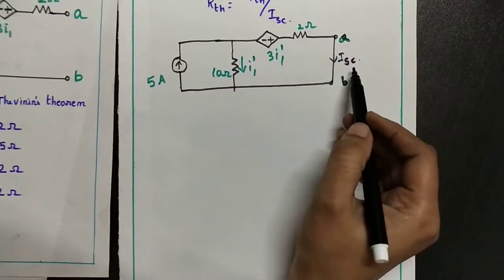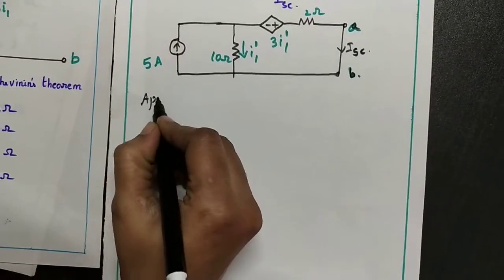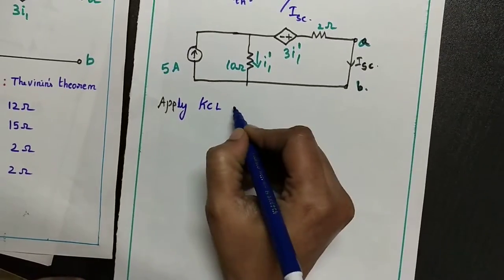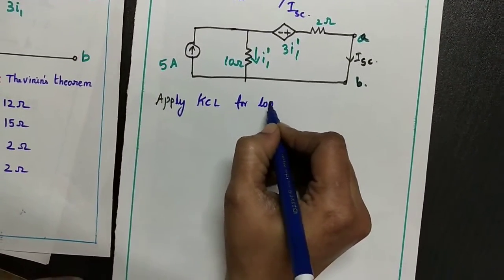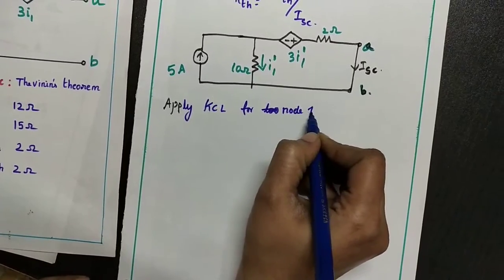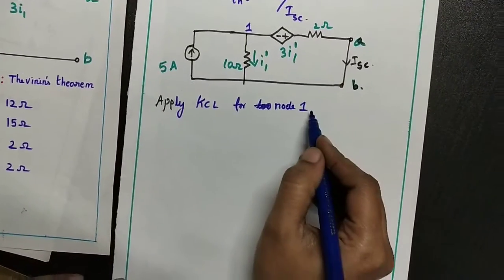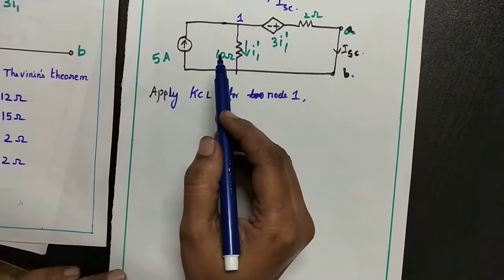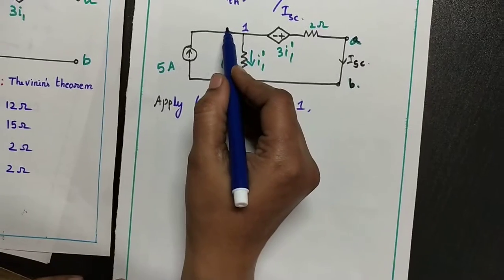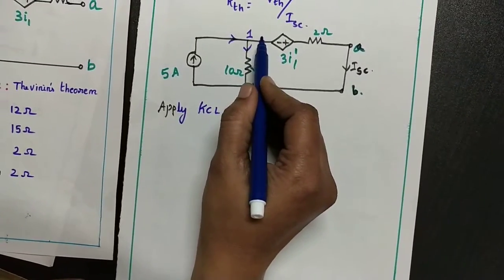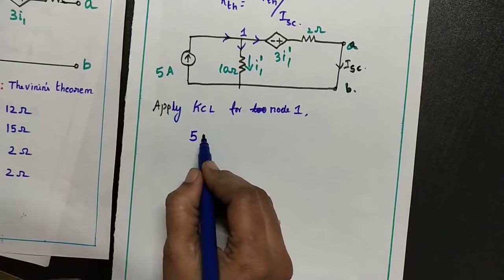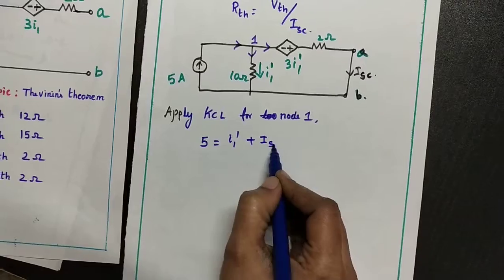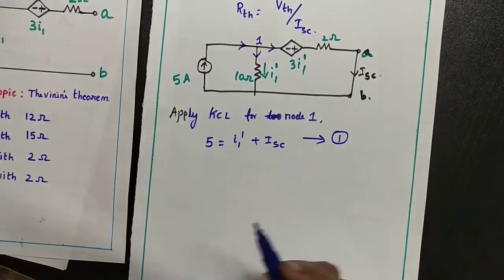To find the short circuit current, let me apply Kirchhoff's current law for node 1. This is node 1. So we know Kirchhoff's current law, that is sum of incoming currents equal to sum of outgoing currents. This is incoming current, this one is outgoing, this one is outgoing. So 5 amps equal to I1 dash plus this branch current, which is the short circuit current. Let me take this as the first equation.